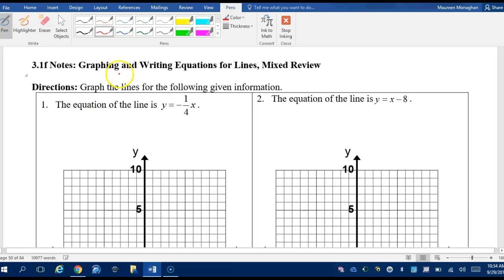The purpose of today's lesson is to graph and write equations for lines. This is a mixed review. So we're going to be given different information and we're going to get to graph these lines.